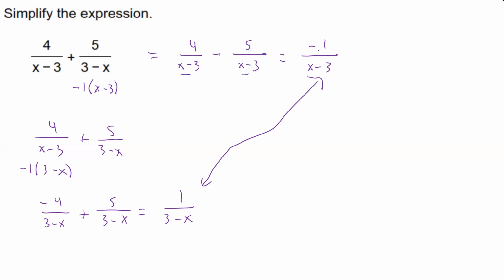They just look different because now if I said, well, let's make this one look like that, I could say, okay, let's multiply the numerator and denominator by a minus 1. Minus 1 times a minus 1 is plus 1, which is that. And a minus 1 times that's going to be a minus x plus 3, which is the same thing as 3 minus x. So they're the same, but they're just written in different forms depending on if you put x minus 3 or you put 3 minus x.